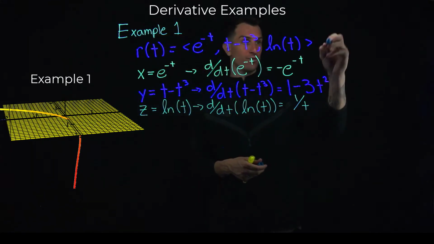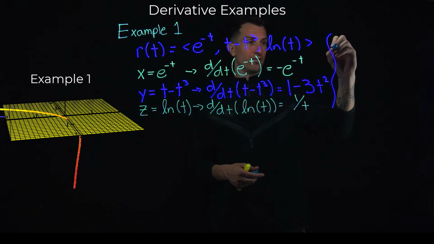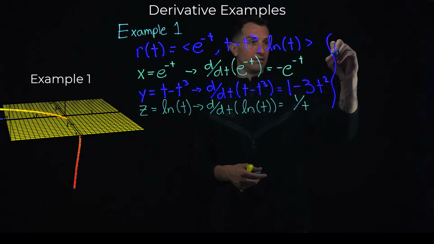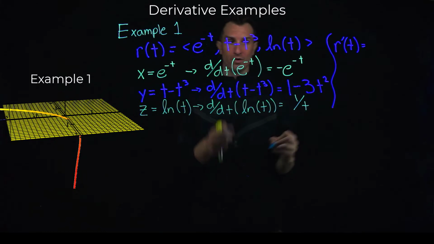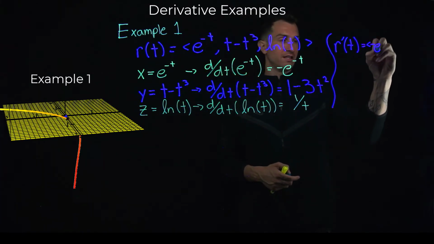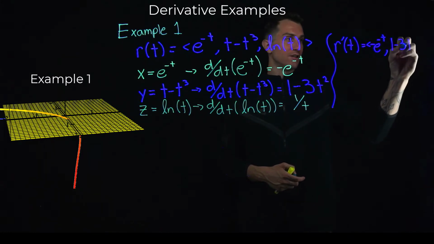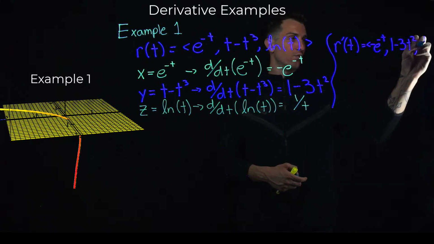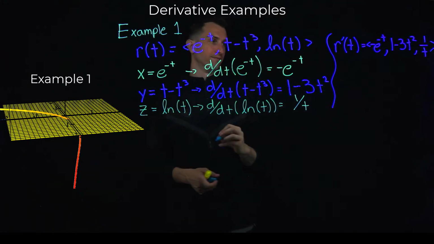Let's go ahead, we'll put a squiggle over here. So we know that the derivative, or r prime of t, is equal to, well, what do we have? We have negative e to the negative t, 1 minus 3t squared, and 1 over t. Perfect.